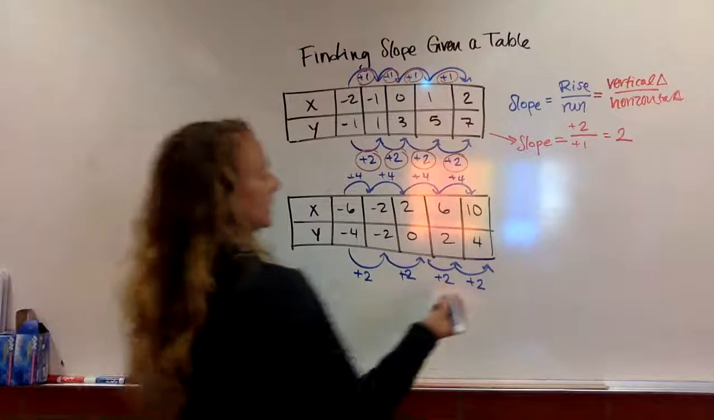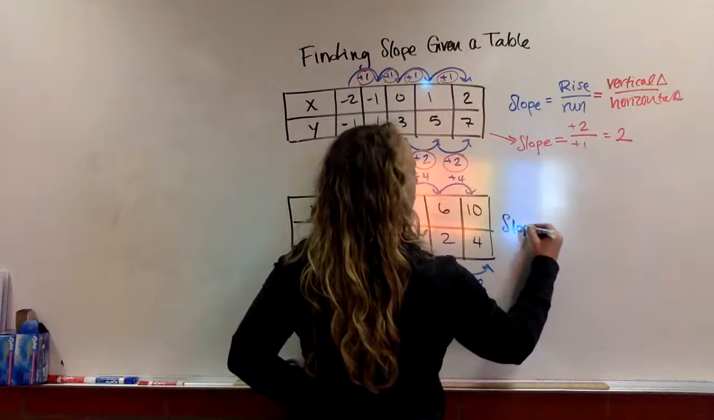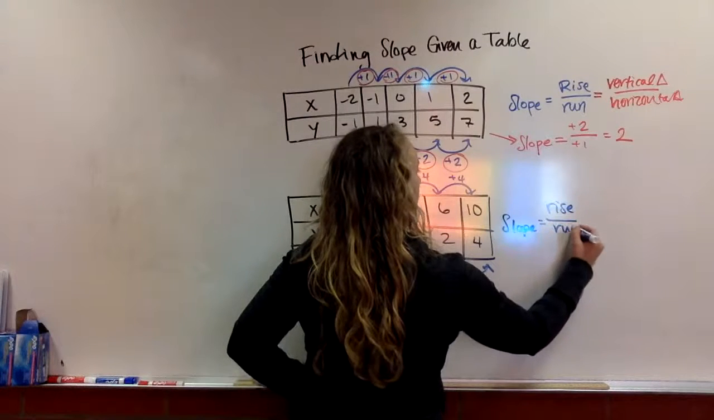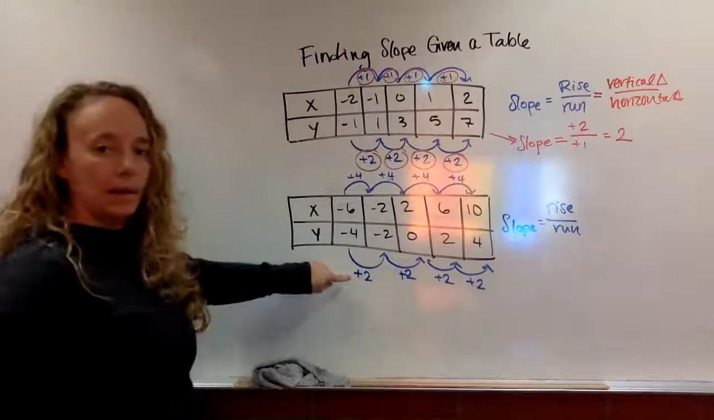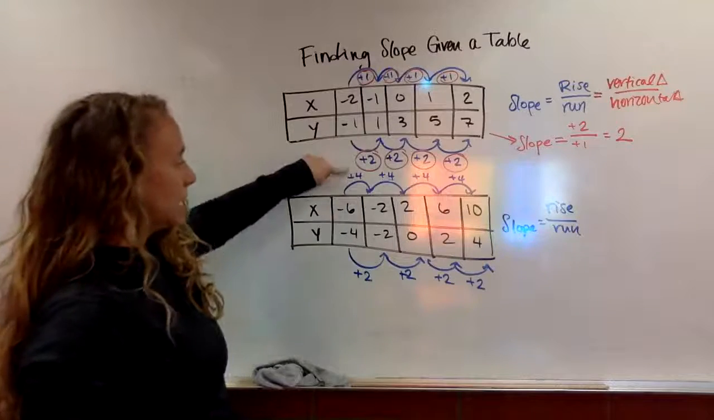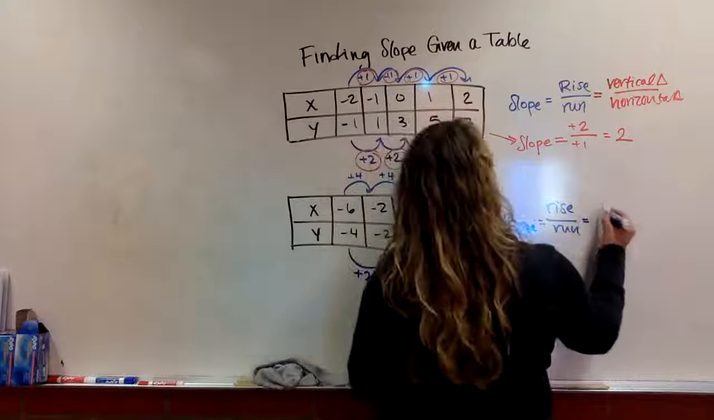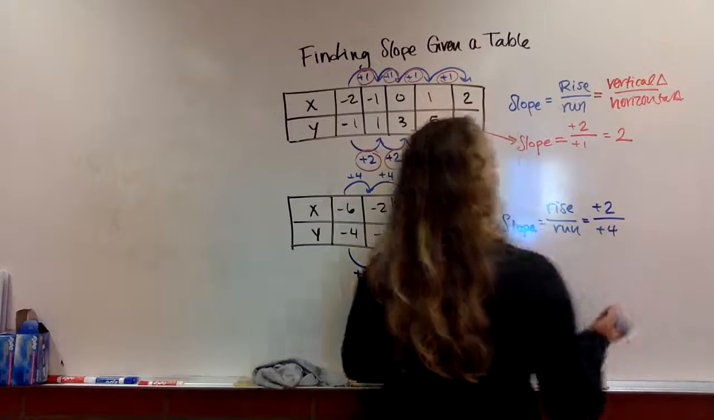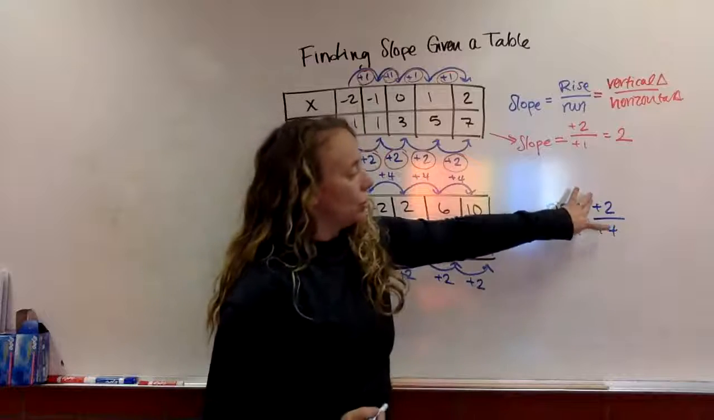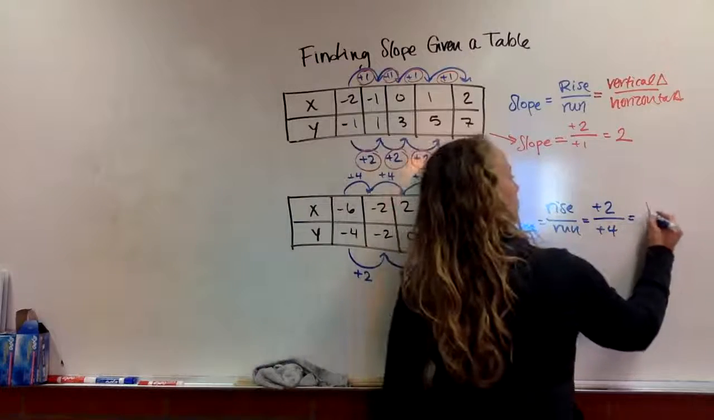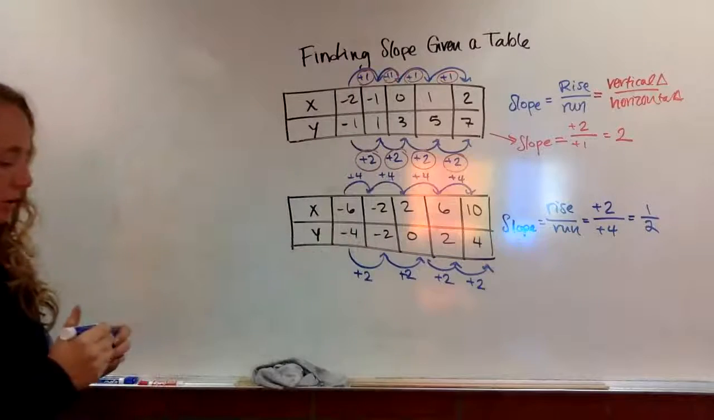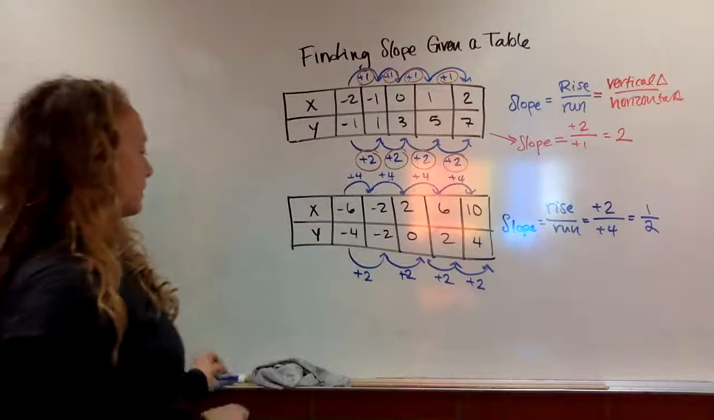So if I'm looking at this, my slope is rise over run. My rise, I'm increasing by 2 for every time that I increase by 4. I'm increasing by 2 vertically, and I'm increasing by 4 horizontally. So 2 over 4, which I can simplify to 1/2. So this particular table shows me that I'm increasing by 1/2.